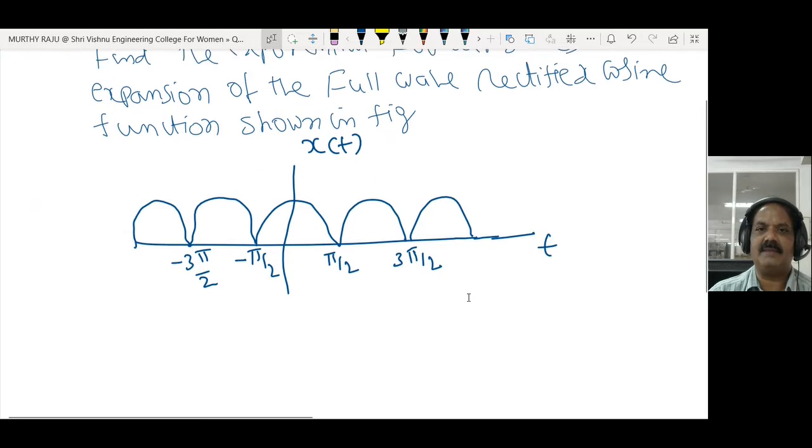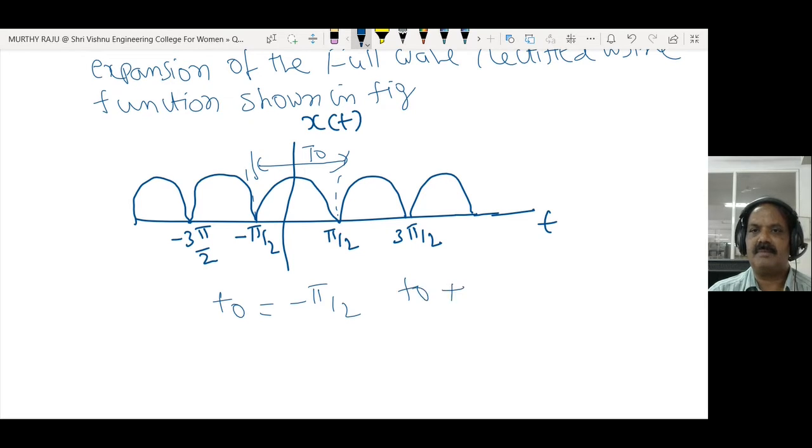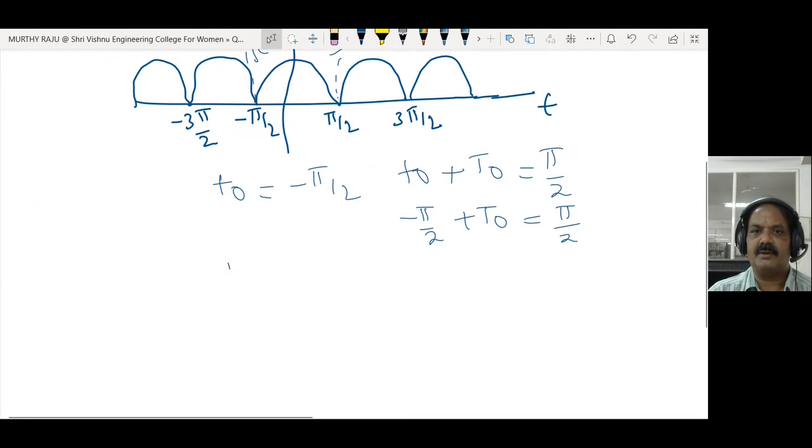First of all, I have to find out the time period of the waveform. This is the time period T0. Suppose small t0 is equal to minus pi by 2, then small t0 plus capital T0 is equal to pi by 2. Therefore, T0 is equal to pi by 2 plus pi by 2, which is pi. The time period of the waveform is pi.